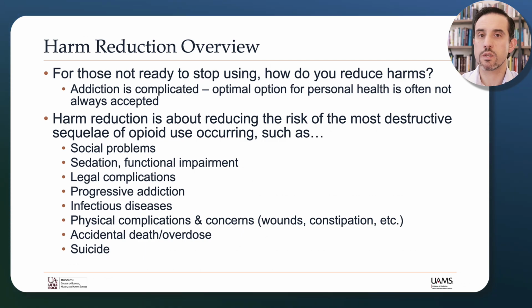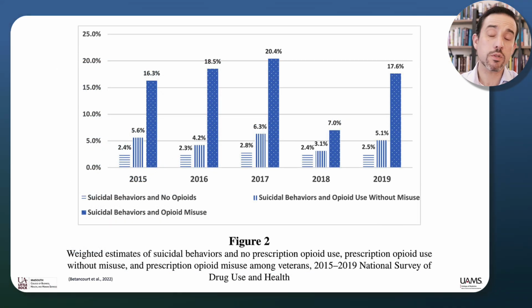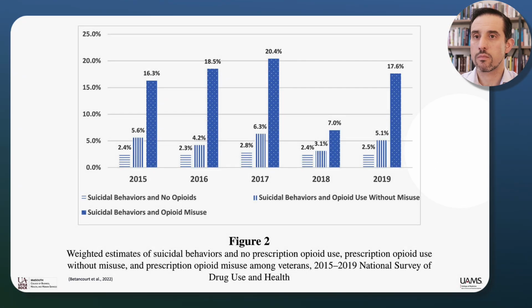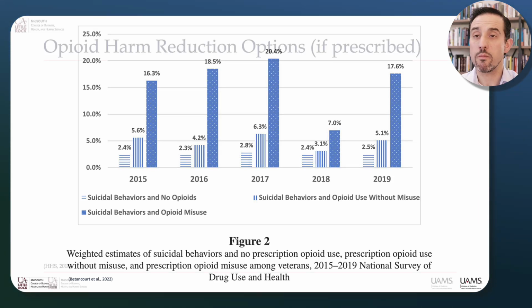And just very briefly about this one, what we found is that folks who are using opioids have a higher risk of suicide. This was a study of veterans, but those who are using opioids actually are at a higher risk for suicide than those who are not. And those who are misusing, that's this very tall bar, if they're misusing opioids, they are far more likely from a statistical perspective to have engaged in suicidal behaviors than those that are not. So many different areas where if we can reduce the amount of opioids that someone is using or move them to a less harmful formulation in general, they will be much better off.